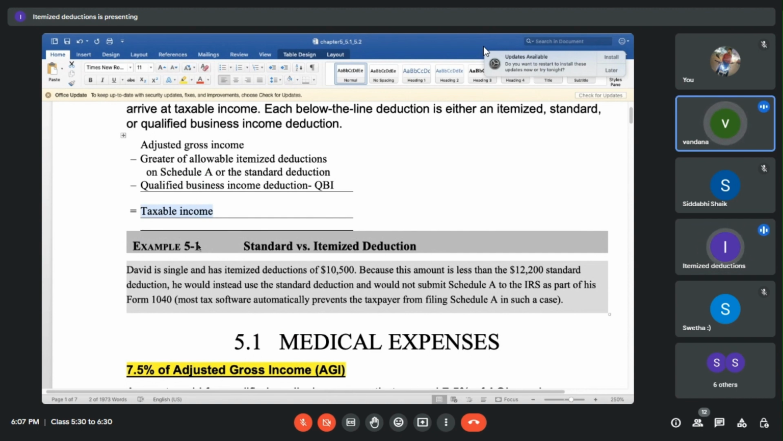If he has itemized deductions of 10,500, which is less than the standard deduction of 12,200, he would instead use the standard deduction and would not use Schedule A. He can use only the standard deduction, ma'am.